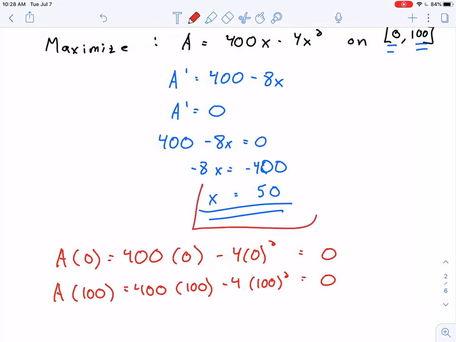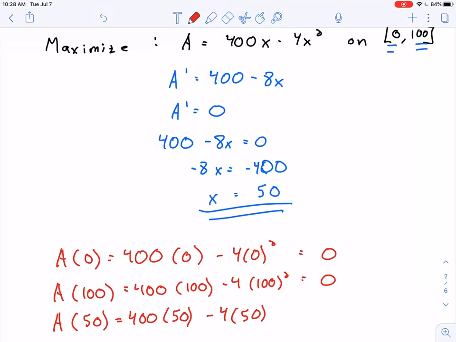So, okay, my last and only hope is this critical point right here. I need to take that as well. Area at 50 equals 400 times 50 minus 4 times 50 squared. So let me grab my calculator here real quick. 400 times 50 minus 4 times 50 squared. Here I end up with 10,000.